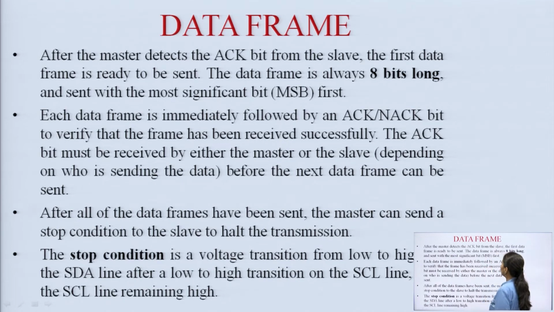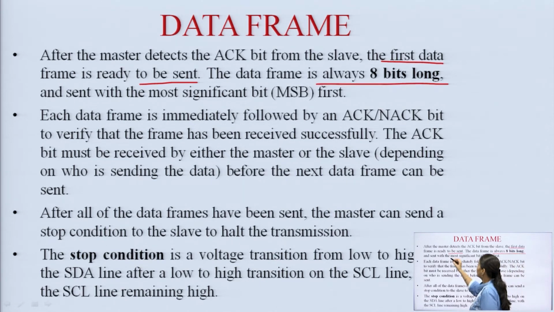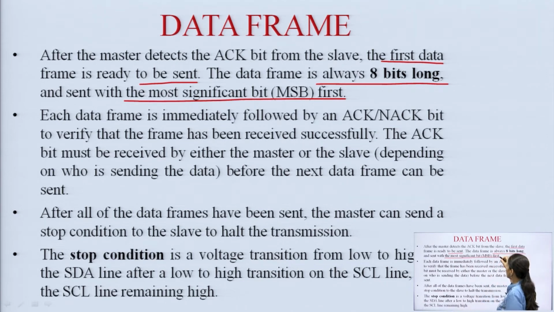When we talk about the data frame, after the master detects the acknowledgement bit from the slave, the slave has been selected. Now, what will happen? The first data frame is ready to be sent. Now, the data frame will be transmitted. It is always 8 bits long, with the most significant bit sent first. Each data frame is immediately followed by an acknowledgement bit to verify that the frame has been received successfully.